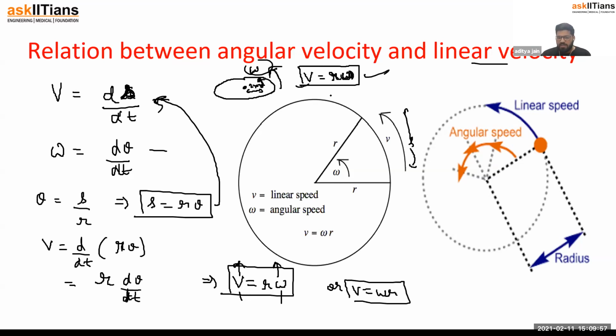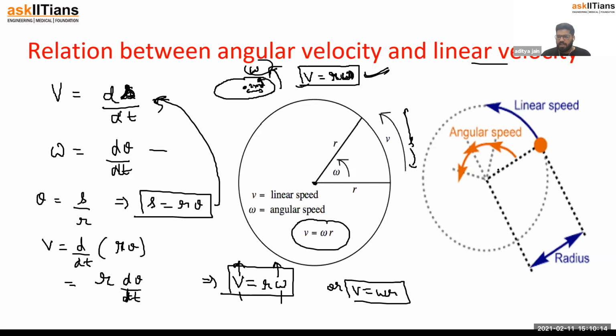If angular speed is given to you and you know the distance of the body from the center or from the axis of rotation, you can directly calculate the linear velocity or linear speed of that particle. This is how it is shown in this graph also, that v equals omega r.